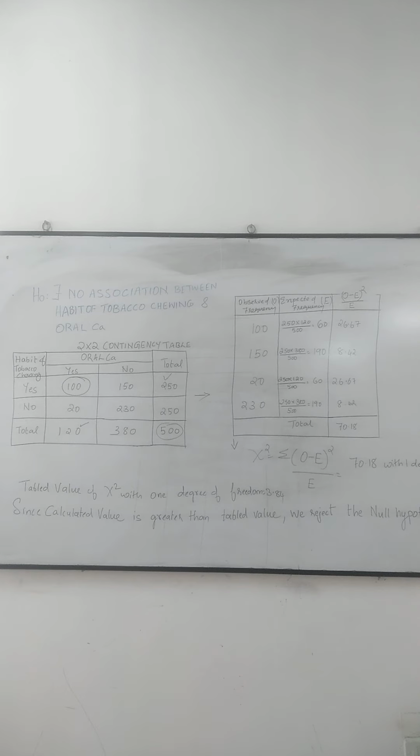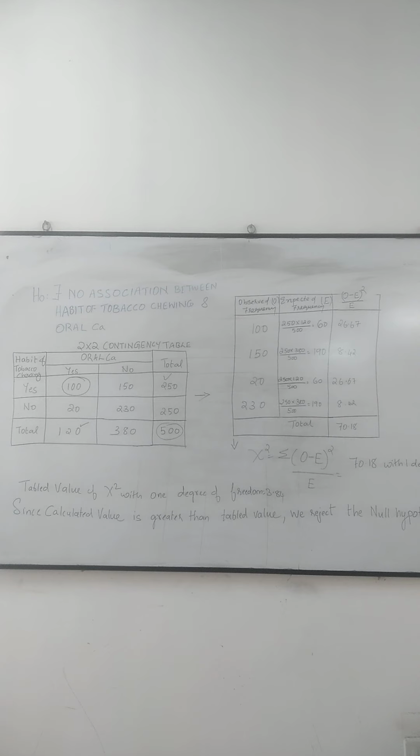So what do you mean by the association between two variables? The question here is that we want to establish the relationship between two variables. Those who have the habit of tobacco chewing, will they get oral cancer? So this is our question. We have selected 500 subjects: 250 have the habit of tobacco chewing, 250 do not. Among the 250 who chew tobacco, 100 had oral CA, and among those who do not, only 20 had oral CA.